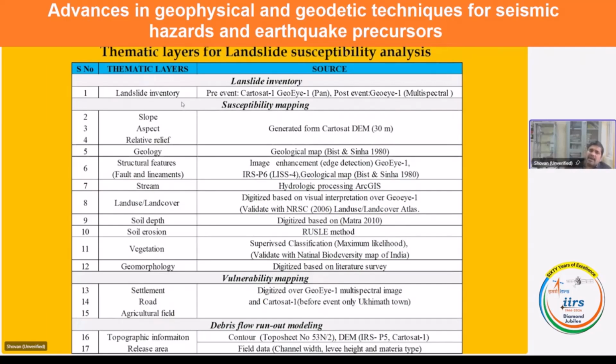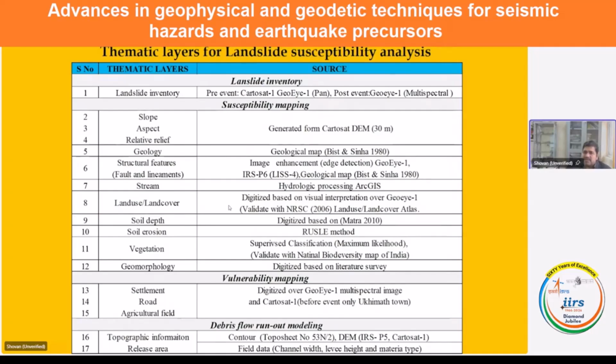Next is your vulnerability mapping. For that we have to take care of the settlements, the built-up areas, the road fields. We'll add these and make the vulnerability map. For the susceptibility, I have told already: slope, aspect, geology, structure, stream, soil depth, vegetation, all these layers. The operator is free to decide on more than these layers, or he or she may omit some of the layers depending upon need and depending upon the area.